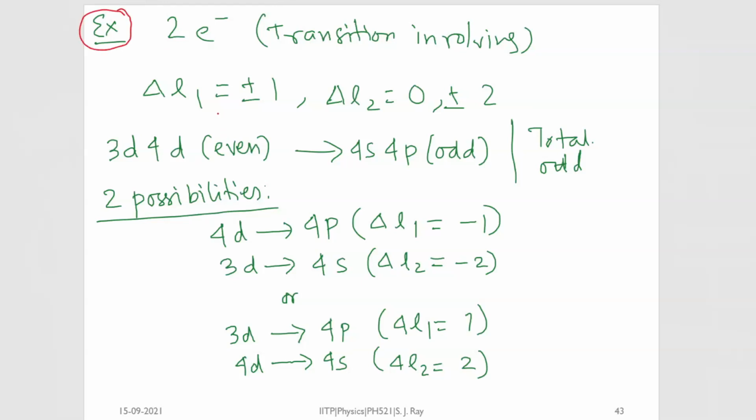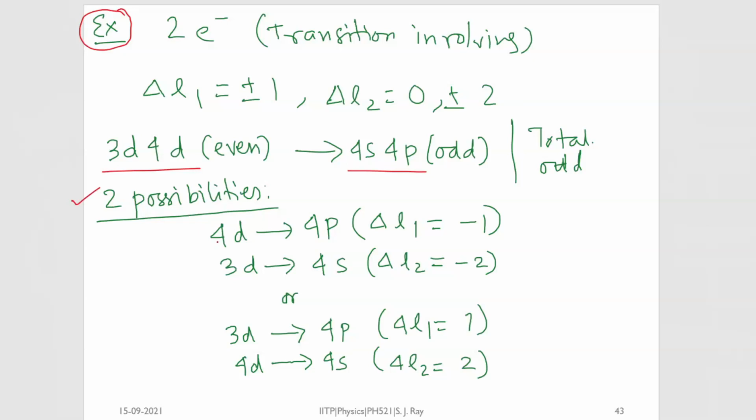So let's say for the first electron, if delta L1 is the change in L, it has to be plus minus 1, while for delta L2, it has to be 0 or plus minus 2. So if we take this example that the transition is happening between 3D, 4D to 4S and 4P, then that is an allowed transition, because in this case, let's say if we look at the first state, 3D to 4S, or 4D to 4P. Okay, so here are actually total possibilities which are explained.